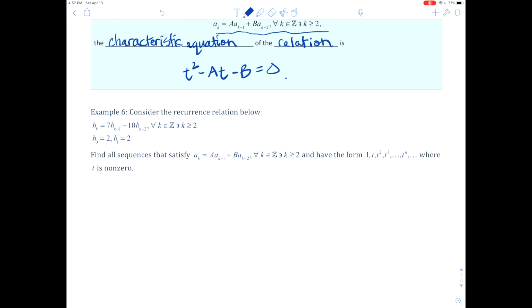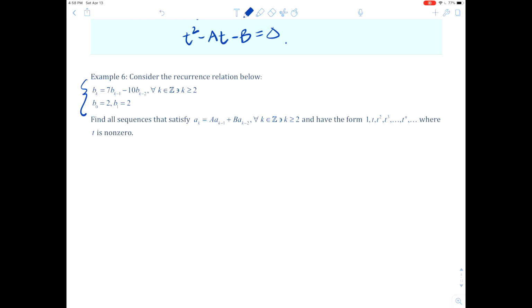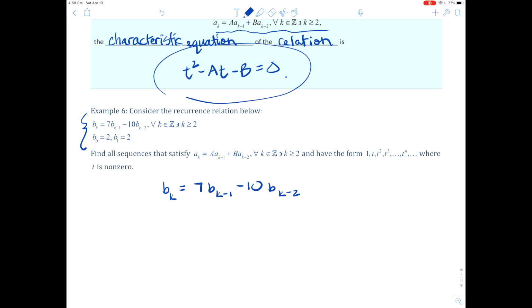So now let's take a look. In example 6, we've been given this recurrence relation, right? And so we want to find all the sequences that'll work out, all right? So here, if we look at b sub k, this is equal to 7 times b sub k minus 1, and then minus 10 times b sub k minus 2. I want to match this format, right?